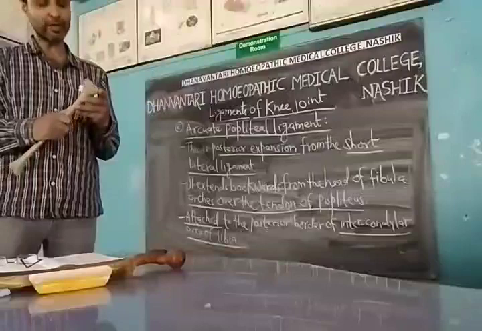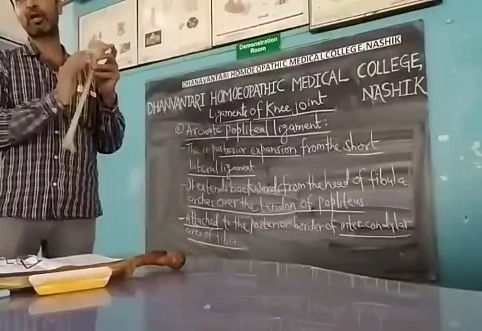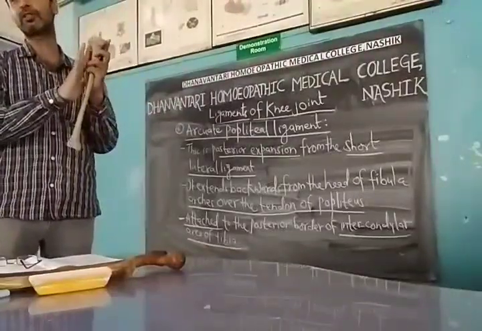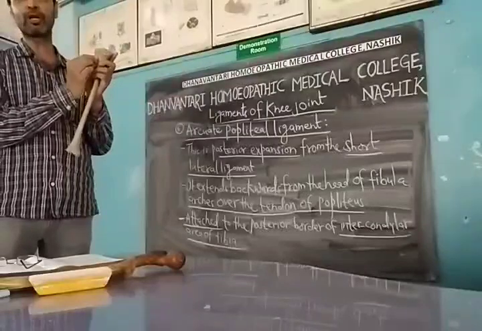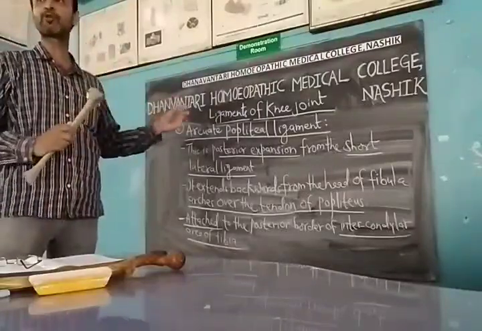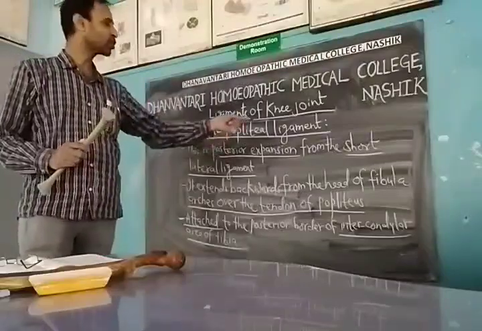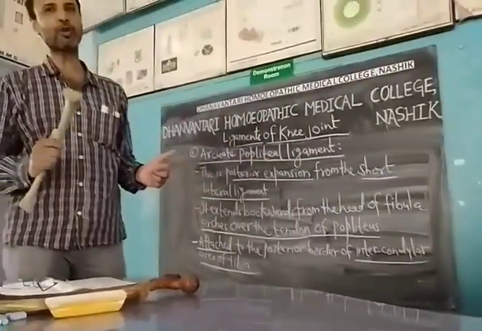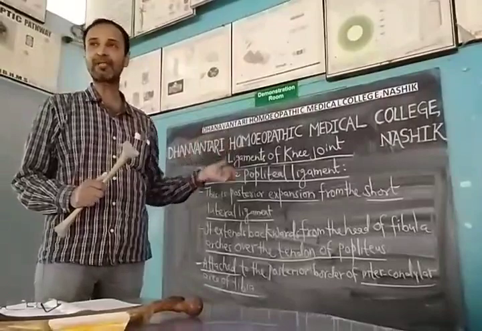Now this arcuate popliteal ligament arises from the head of the fibula, which articulates with the tibia. From this head of the fibula it expands. Therefore, this is a posterior expansion of the short lateral ligament. We know what the short lateral ligament is; we learned it in the fibrous capsule.